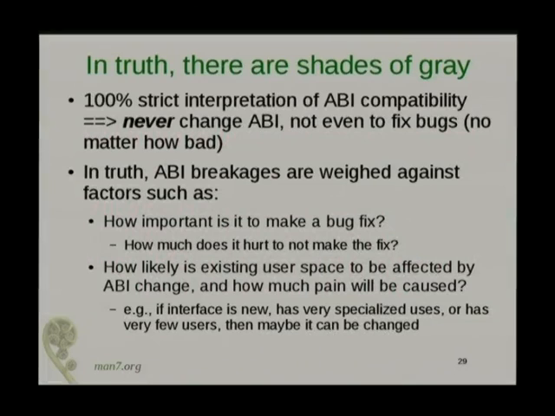Now, if you had a very strict interpretation of ABI compatibility, you'd never change anything. You wouldn't even fix bugs no matter how bad they are. In truth, it's a bit of a grey area. ABI breakages are measured against how bad it is not to change things. If it's a bad bug, how painful is it? How painful is the bug versus how painful is it perhaps to break some existing applications? Or there may be very few users for the API, in which case if we change it, maybe no one's going to get hurt.